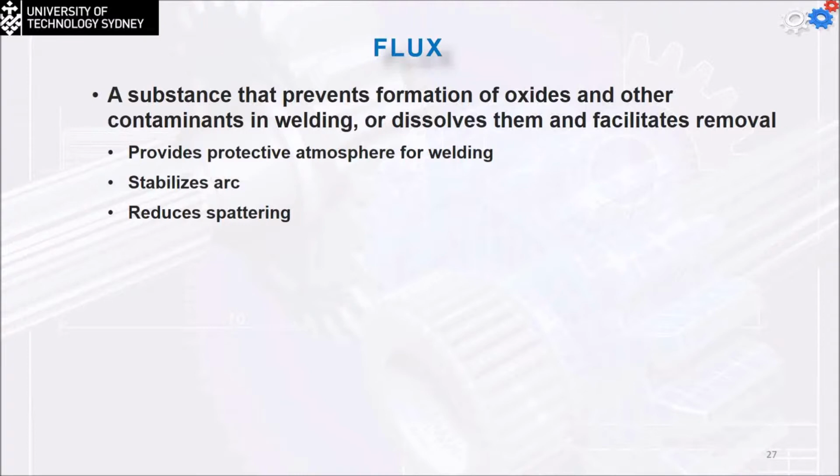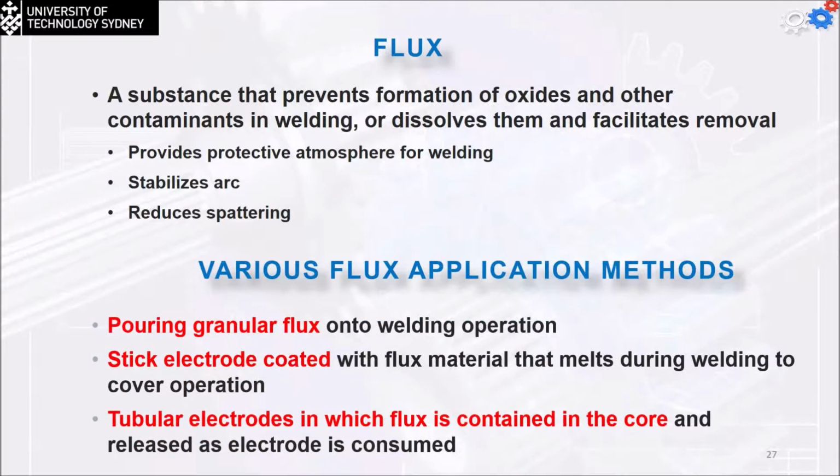We have various types of flux application methods. We can simply pour it as a granular flux during the operation. We have it as a powder, we pour it and do the welding process. We can do it as a coat around the stick. And we can have it as tubular electrodes, where the flux is contained within the core instead of on the outside.